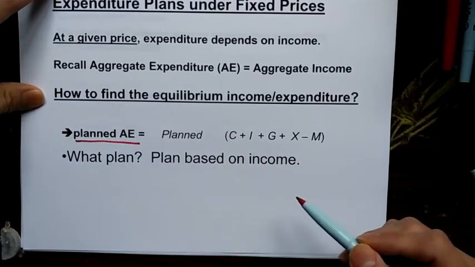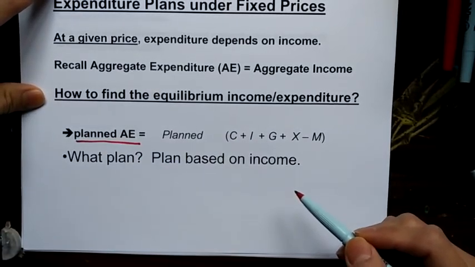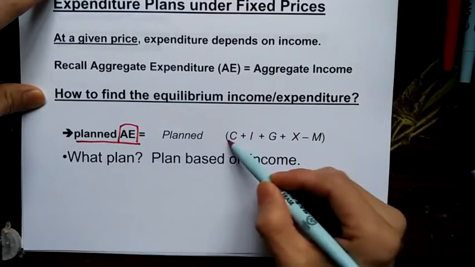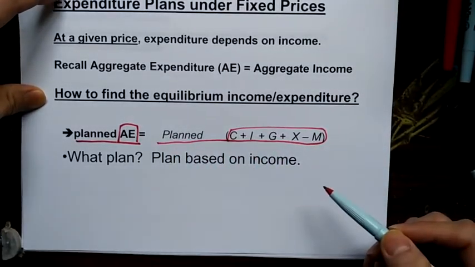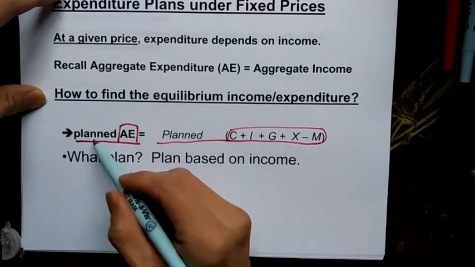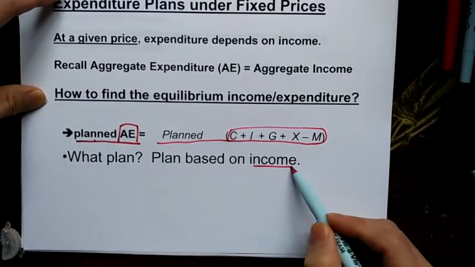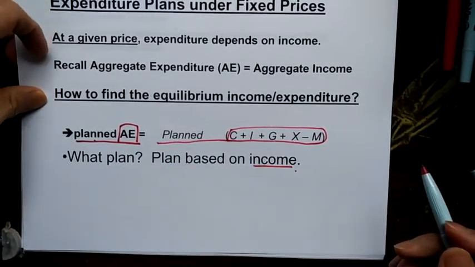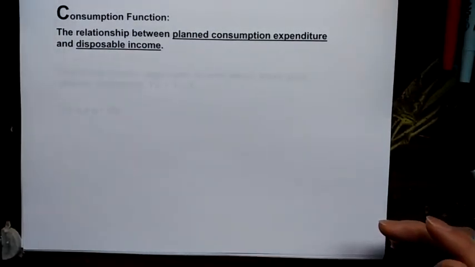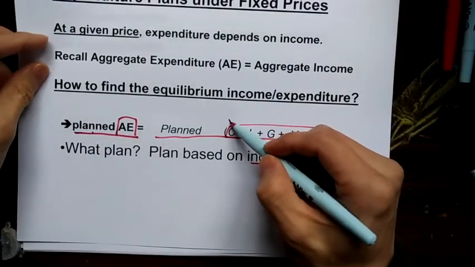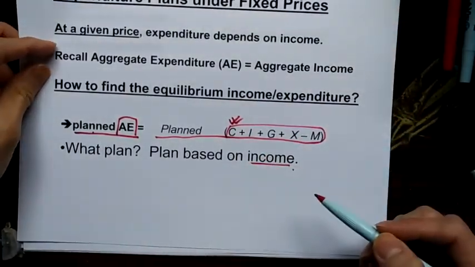Expenditure is a plan. Okay? And aggregate expenditure is equal to C plus I plus G plus X minus M. And your plan depends on your income. Now, let's do one by one. First, let's look at your consumption.